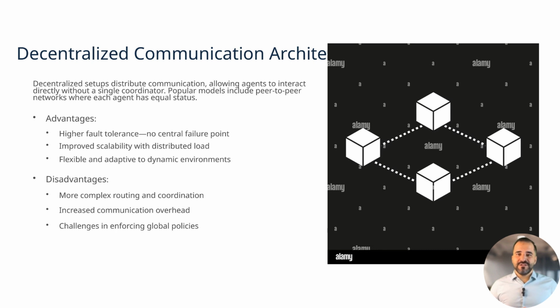However, this architecture introduces notable challenges. Without a central hub, message routing becomes more complex, potentially increasing communication overhead and risking delays or redundancies. Additionally, enforcing global policies, maintaining system-wide consistency, and managing security become more difficult without centralized oversight. Understanding these trade-offs is essential when designing multi-agent systems. The choice between centralized and decentralized models should be guided by application-specific requirements such as robustness, performance, and the need for coordination.